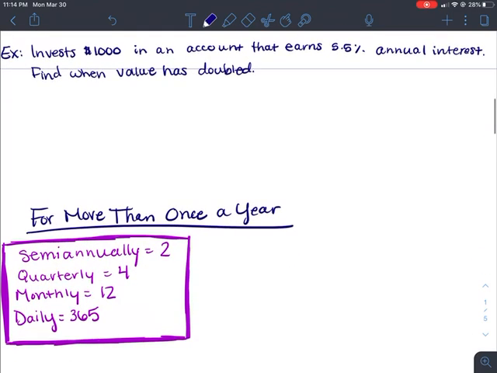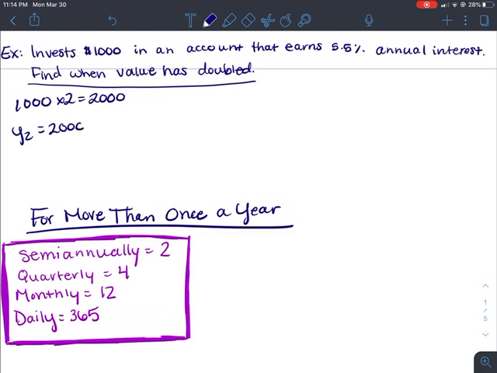Okay, this is our final example for this section. It says that this person invests $1,000 in an account that earns 5.5% annual interest, and they want us to find when the value has doubled. This is our keyword: value has doubled. Our initial value is 1,000, so I'm going to multiply it by 2, which gives me 2,000. So my y2 equals $2,000, because they didn't tell me my y2, but I had my initial investment of $1,000, and they told me it doubled.